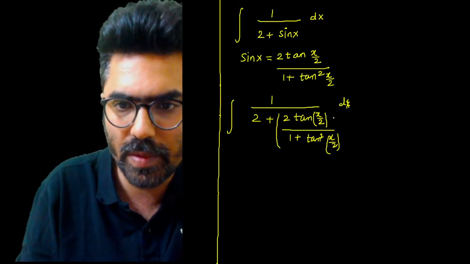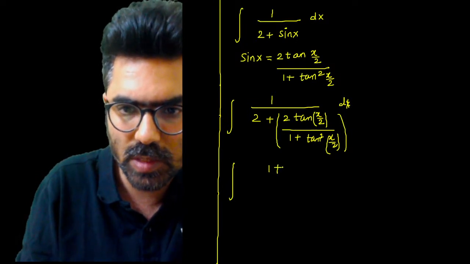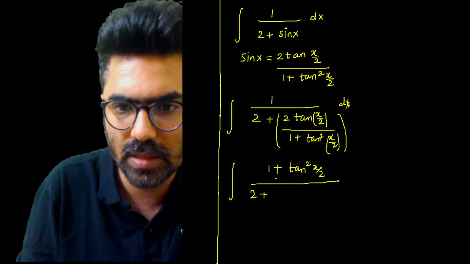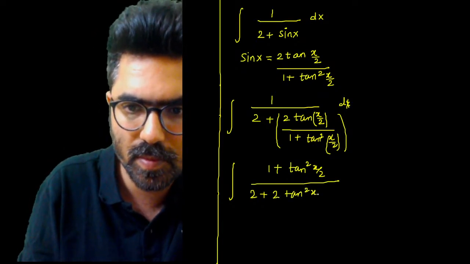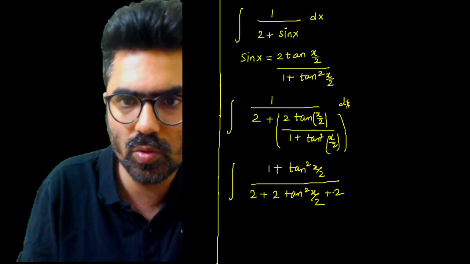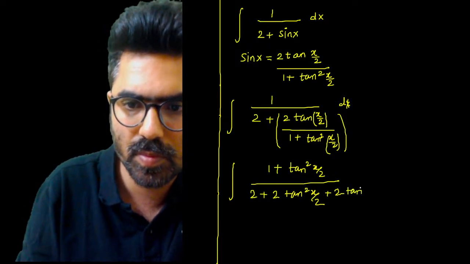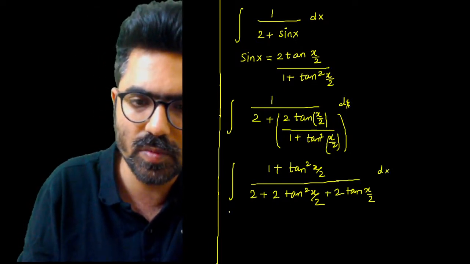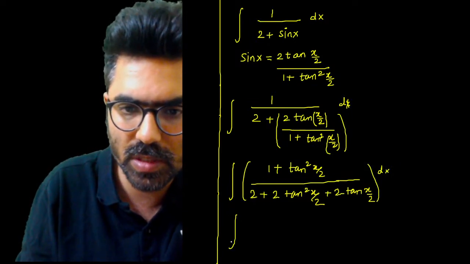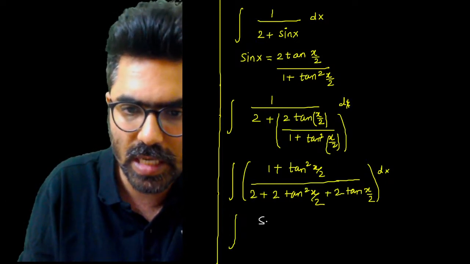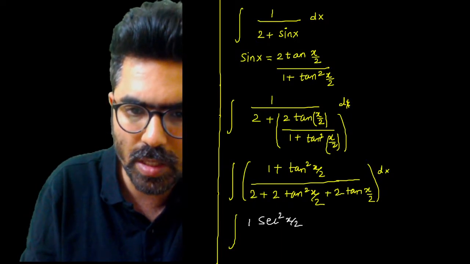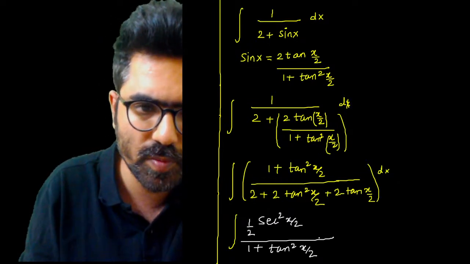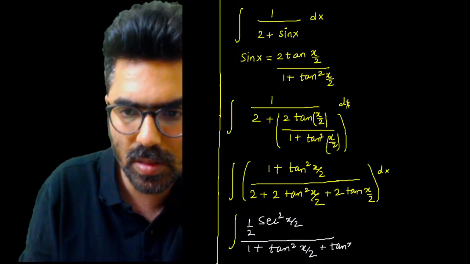When you simplify this bracket, 1 plus tan square x by 2 will be in the numerator. This is a cross multiplication, LCM type: 2 plus 2 tan square x by 2 plus 2 tan x by 2. We can take 2 common afterwards. Now in the numerator, 1 plus tan square x by 2 can be written as sec square x by 2. And from the denominator you can take 2 common. So 1 plus tan square x by 2 plus tan x by 2, dx.